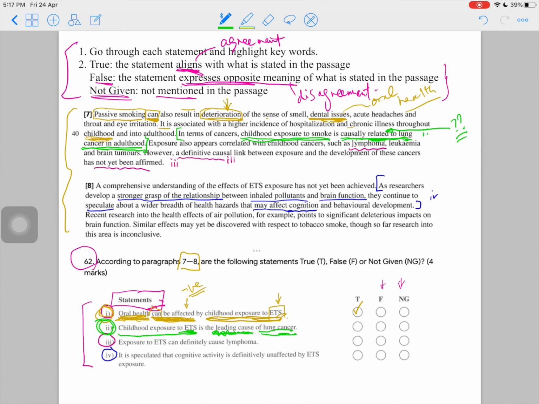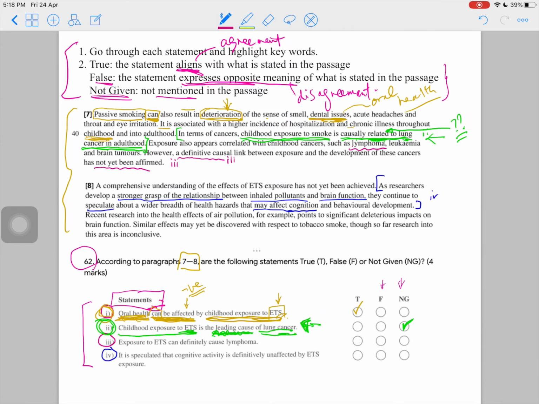So what do we do? Okay, so this is where we have to check not given, because not enough information is given for us to actually judge this statement. Okay, so I can't say it's true. It's not true because it doesn't say it's leading, okay? It's related, but not leading. It's very different, okay? I can't say it's false because it is related. It's not false, okay? I can only say, oh, not given. I cannot judge with the information given here.